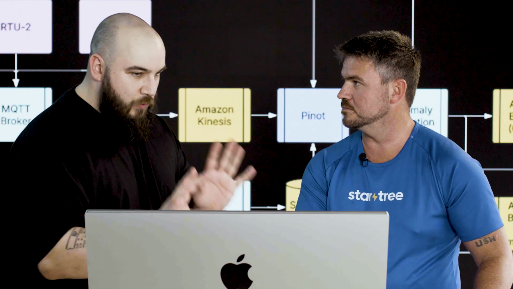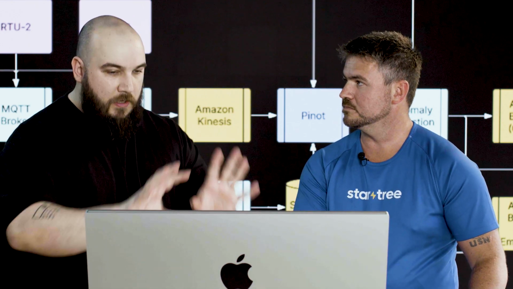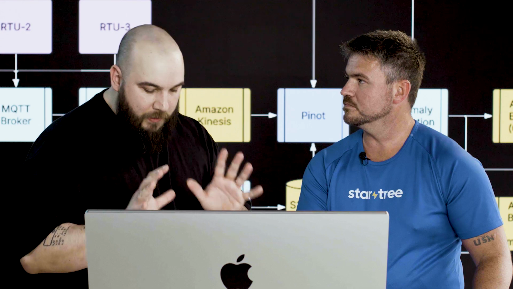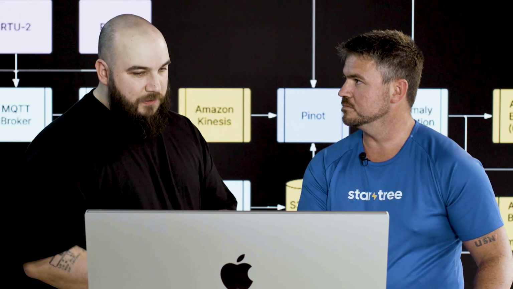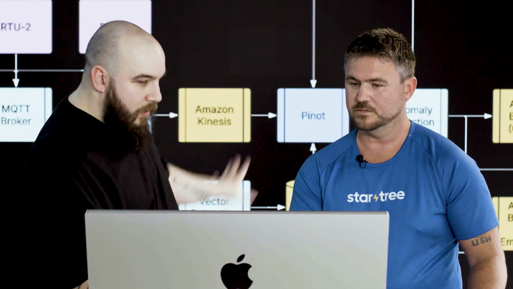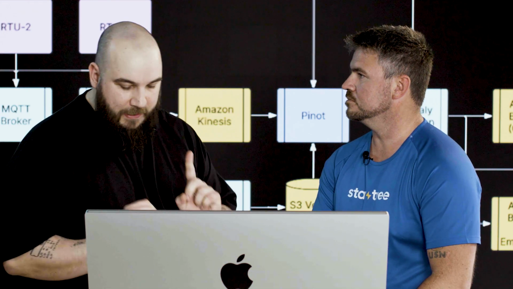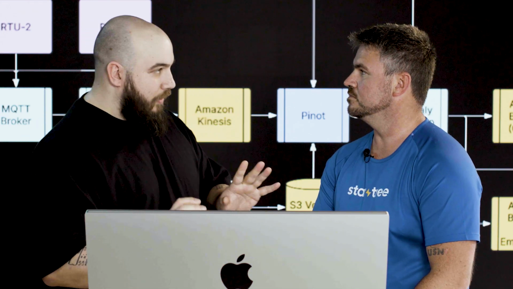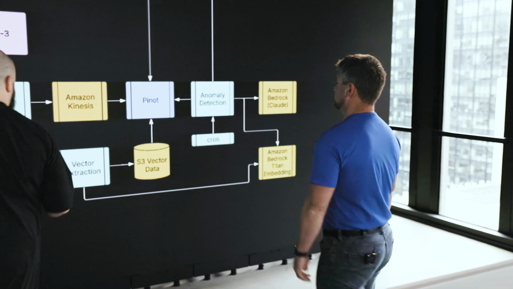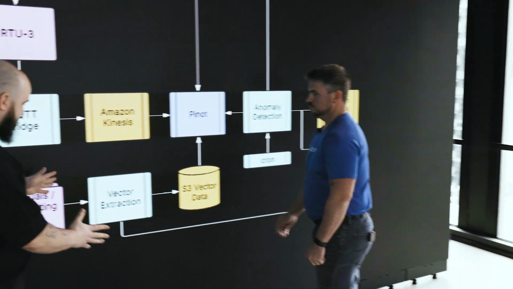Okay, now I want to see something else. I know this is great. We got the data in, right? We get it from Kinesis. The data is in Pinot now. I want to understand how you do something with vector stores here. In the diagram, you showed me a little bit about the vector store. So let's go talk about that for a second, and I want to see what you do there. Let's go back here and look at vector extraction.